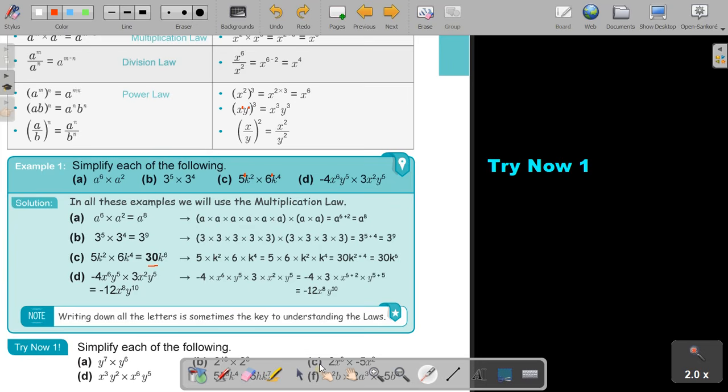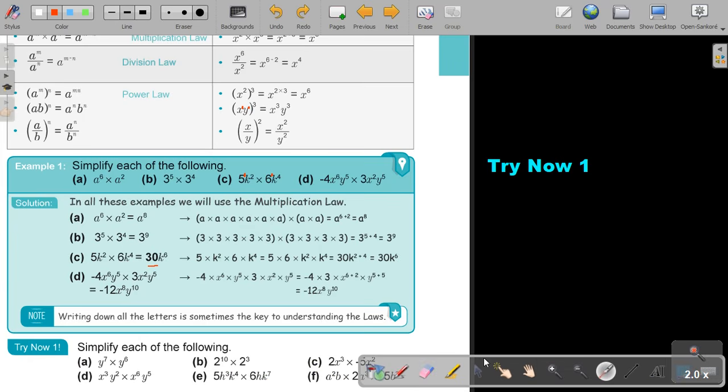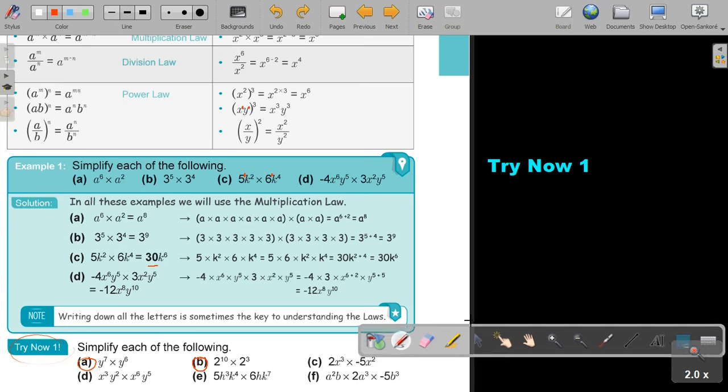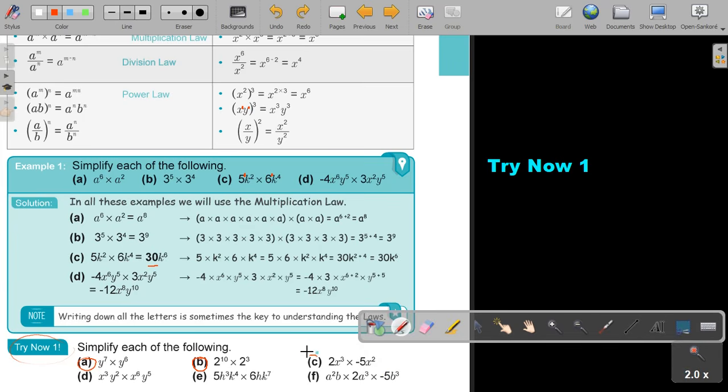I want you to stop the video and do the following examples. Try number A, number B, and then number C, and then we can also look at the final one. Again, you can continue the video as soon as you are finished.